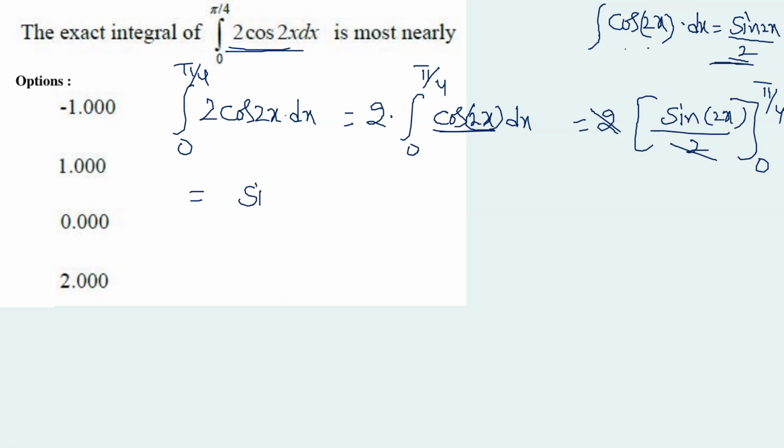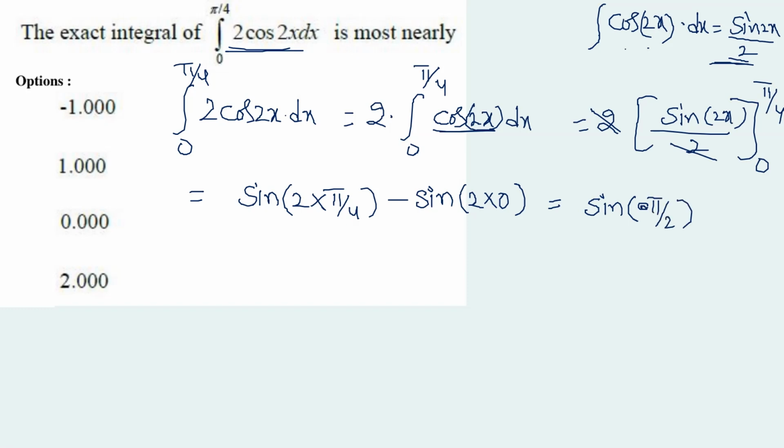So sin 2 times x, where x is pi by 4, minus sin 2 times 0. That is equal to sin 2 times pi by 4, that is pi by 2, minus sin 0, which yields sin pi by 2, that is sin 90, which is equal to 1. 1 minus 0 is equal to 1. So the correct answer is 1, option B.